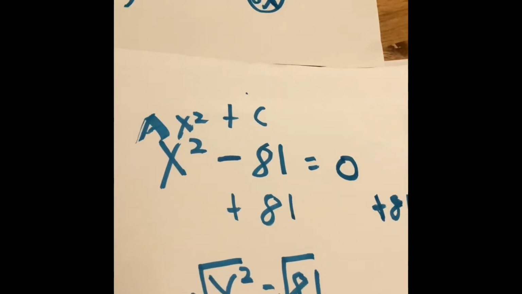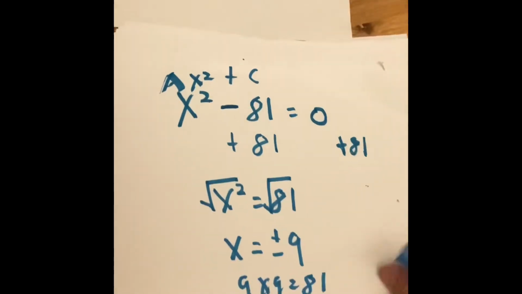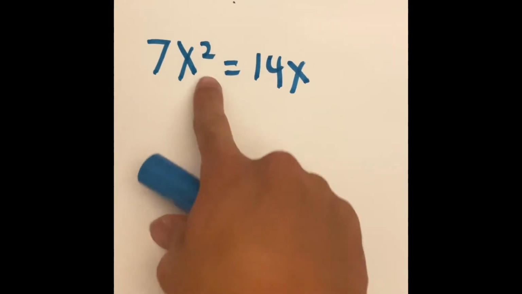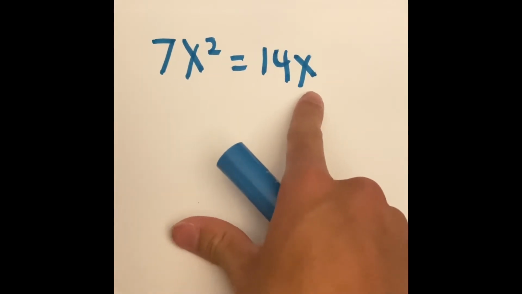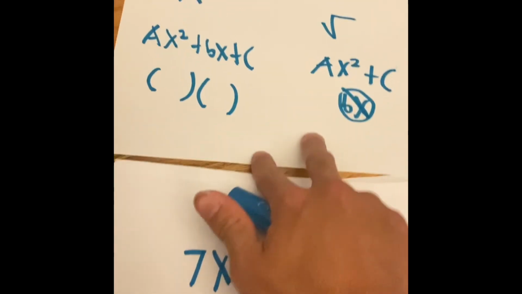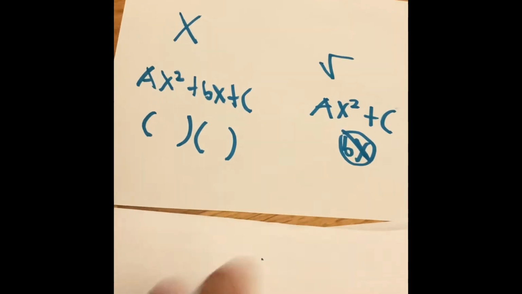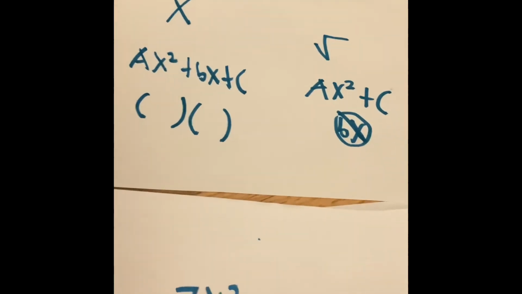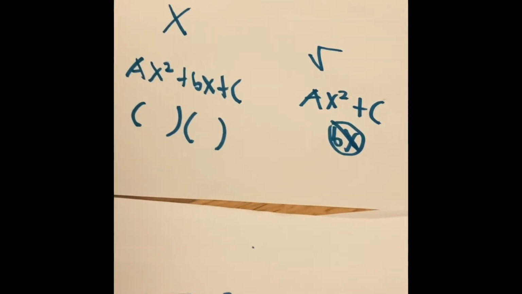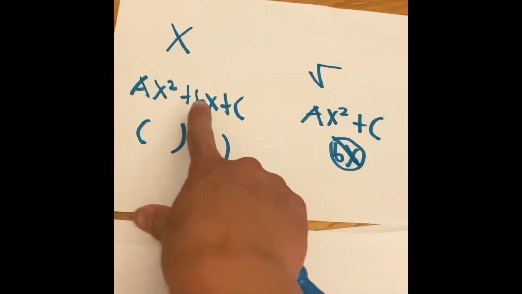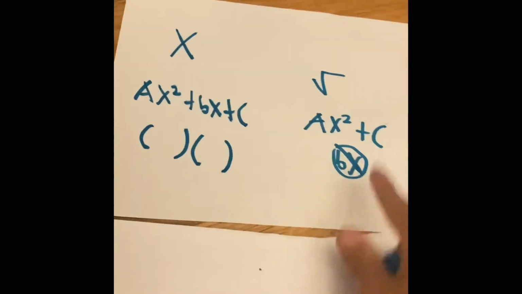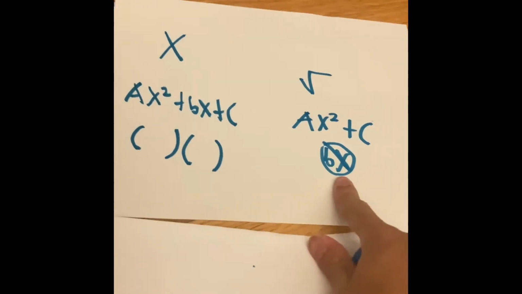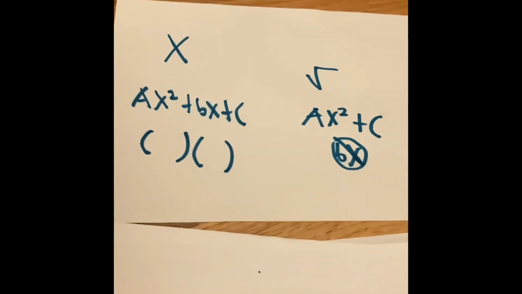Let's try and find out another one and see where that goes. Okay, so you have 7x squared equals 14x. Which of the two methods is going to work to understand what x is for this one? Is it that one or that one? Well, for this one, I'm going to choose the right one because it's one of my favorite things to do. Let's see what happens.